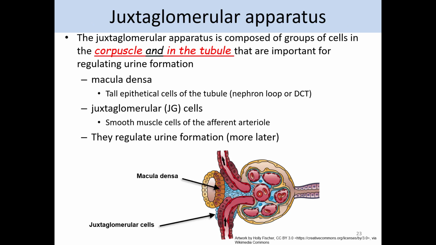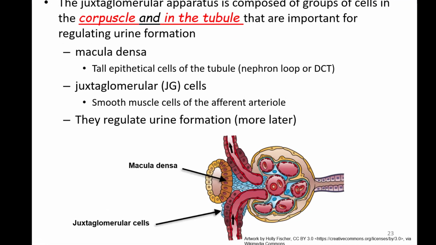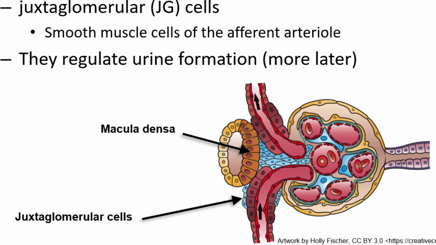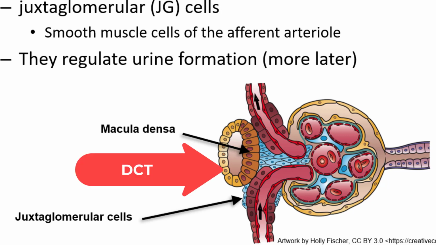There's a really interesting structure that's actually part of the corpuscle and part of the tubule, and that's called the juxtaglomerular apparatus. Juxta means next to, so part of this structure is next to the glomerulus. The juxtaglomerular apparatus is made of a couple different groups of cells. One group is called the macula densa, and these are cells that are actually making up the wall of the part of the distal convoluted tubule that's right next to the afferent and efferent arterioles.